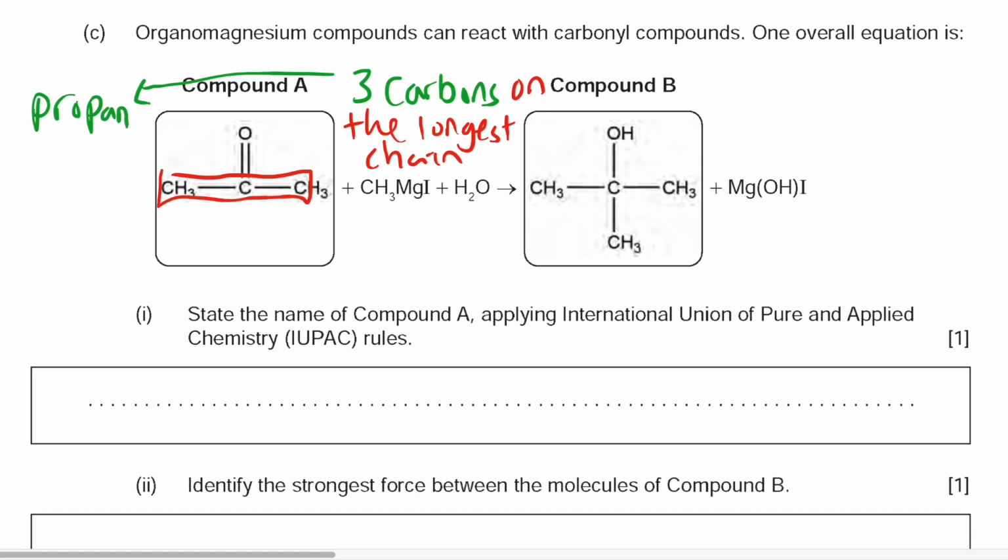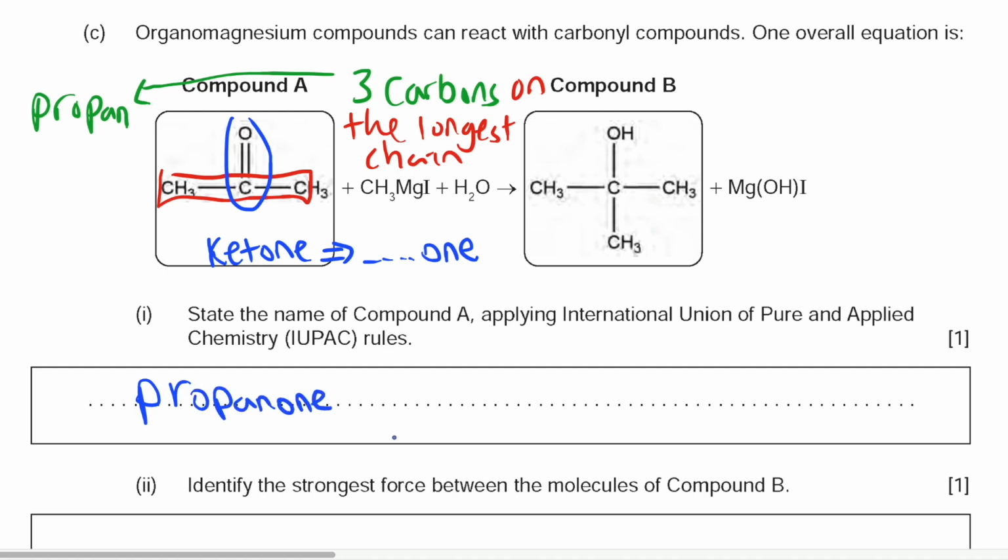right? And then we need to think about the functional group. You can see that an oxygen is connected to a carbon atom with a double bond, and this is the ketone functional group, which has the ending of -one. So here you have 3 carbons and a ketone functional group. Then combining the prefix with the functional group's ending, it will be propanone. So this will be the answer.